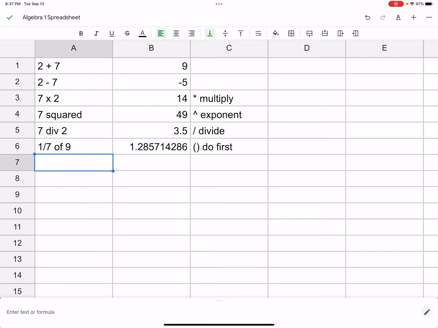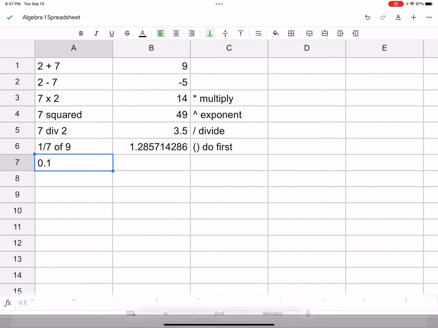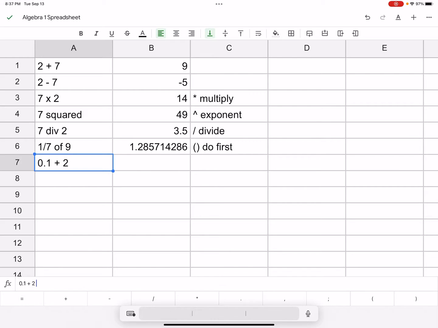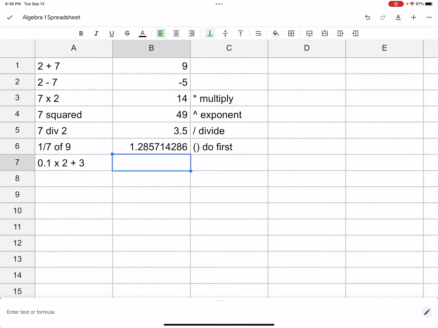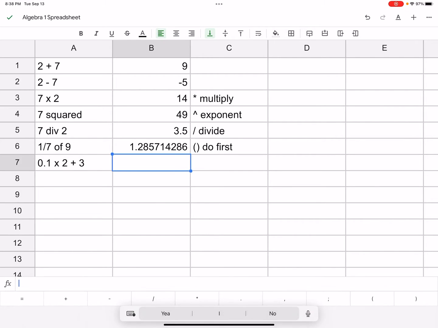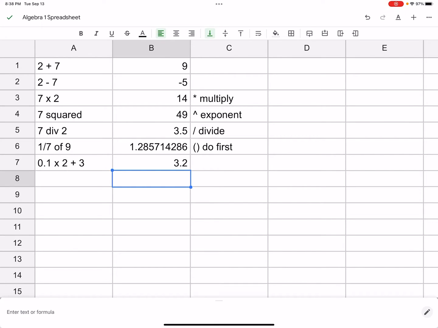All right, we have 0.1 times 2 plus 3. For this one, we're going to put an equal sign here. I want to do the 0.1 times 2 first, and then I want to add 3. One common mistake people make with their cells in spreadsheets is they start adding spaces. Don't add a space. If you don't need to add a space, don't add a space. So we're going to just group it all together like that, and it reads it as 3.2.